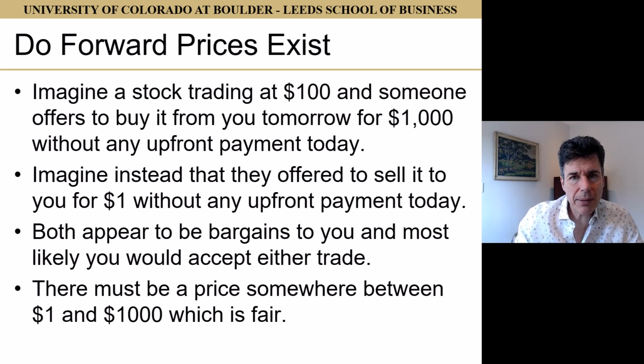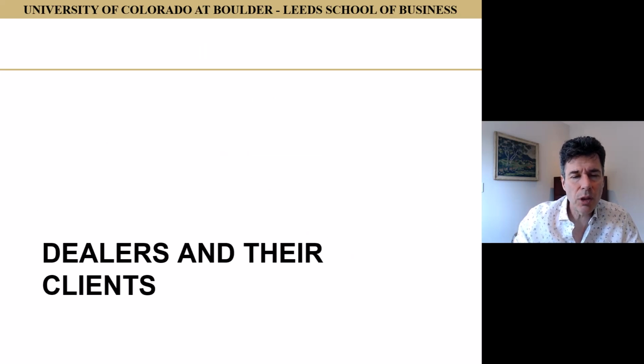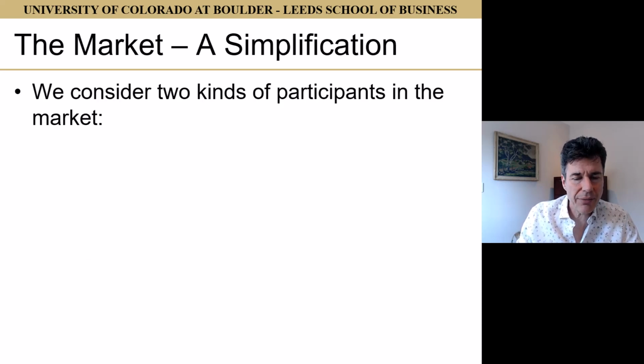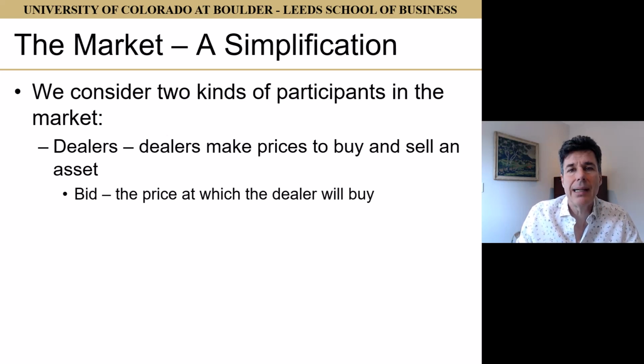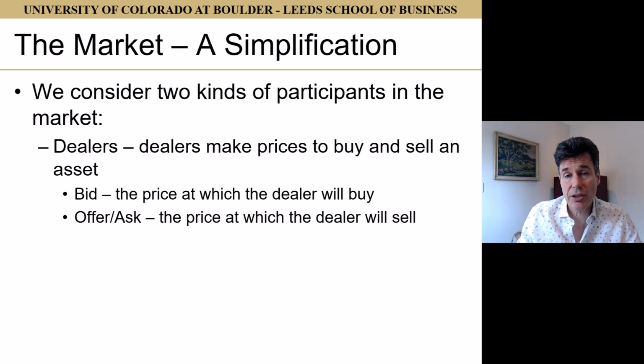Okay, finally, to understand prices, we're going to have to talk a little bit about the market. We're going to simplify the market and have two kinds of market participants. Clearly a gross simplification here, but it gives us an understanding of where these prices come from. So we're going to have dealers. Dealers are going to make prices to buy and sell an asset. They're going to make a bid, the price at which the dealer will buy, and an ask, the price at which the dealer will sell. And the bid is below the offer or the ask.